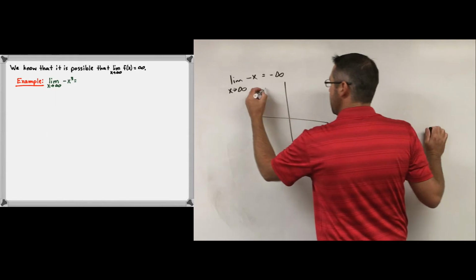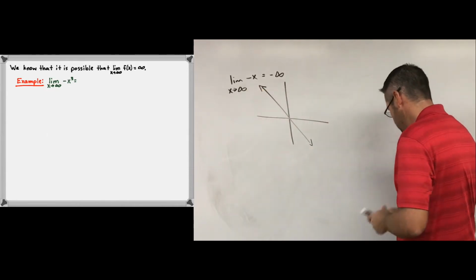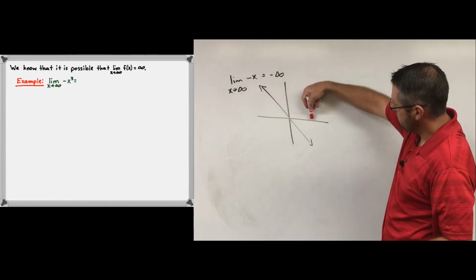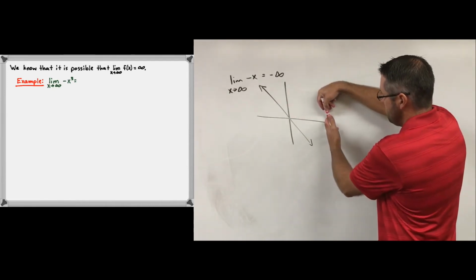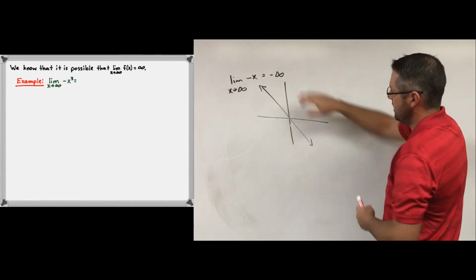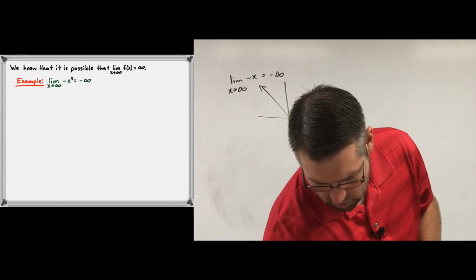Negative x looks like a line that has a slope of -1 and y-intercept of 0. As x moves further and further to the right, what is the y value doing? It's going further and further down. So that's why it gives you negative infinity. So we know that's fine. But here's the question, I guess.